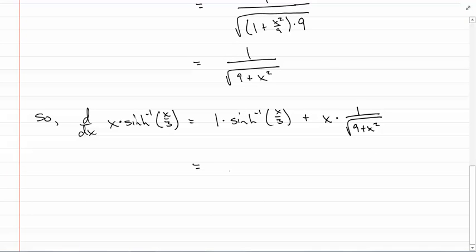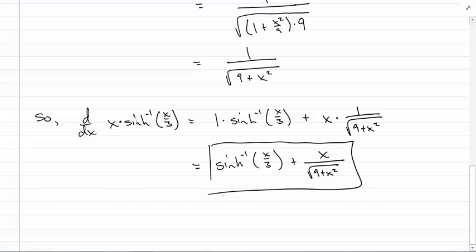So I'm just going to simplify that a little bit. That's just going to be inverse sinh of x over 3 plus x over the square root of 9 plus x squared. Okay, that's using the product rule, and we also used the chain rule there to find the derivative of that second function, the inverse sinh of x over 3.